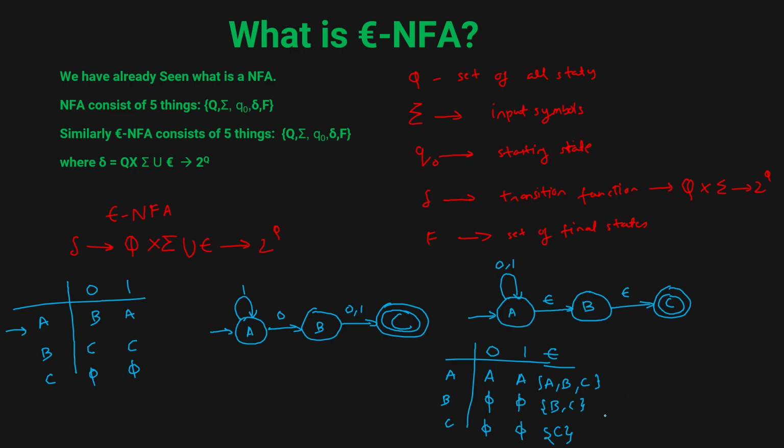That is because we have not mentioned anything over here about where we are going. So when you get an epsilon input, it is automatically assumed that all the states, when they get an epsilon input, that is no input, go to themselves. So this is the basic simple example of E-NFA.